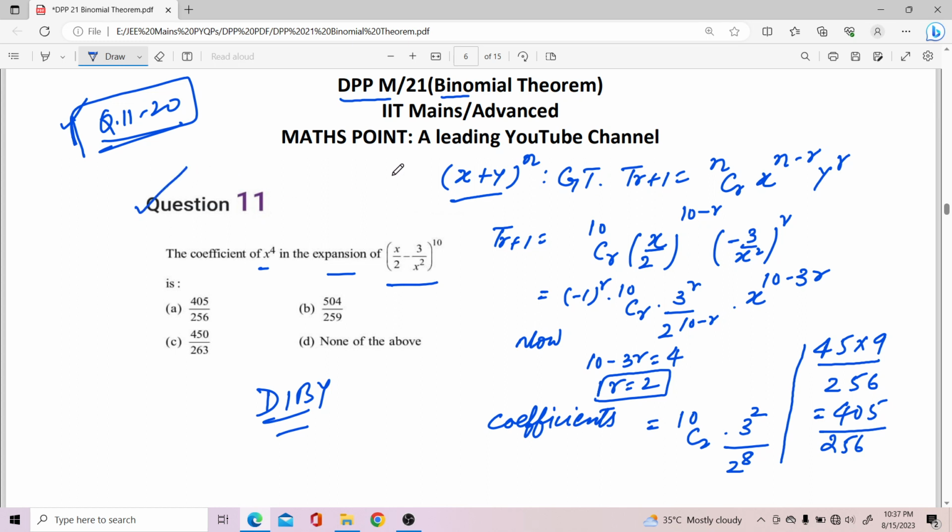In this question number 11, you are supposed to find out the coefficient of x raised to 4 in the expansion of this. I have already told you what is the expansion of (x + y) raised to n in the previous video. If you did not watch the previous videos, please watch them to get a better understanding of this topic. The general term in that expansion is T(r+1) = nCr x^(n−r) y^r.